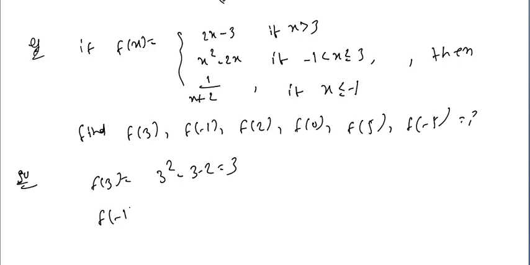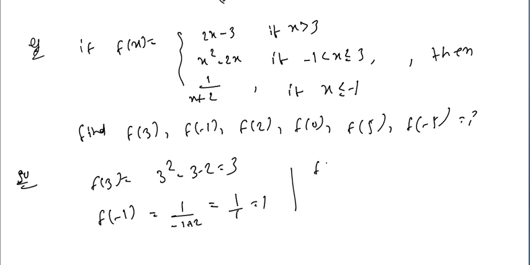Now for f of minus 1, just check where minus 1 is lying. Is minus 1 here? No. Is minus 1 in this domain? No. Is minus 1 here? Yes, it is, because it has equality. So f of minus 1 is equal to 1 divided by minus 1 plus 2, because you will put minus 1 in this part because this is a piecewise function. So 1 by 1 is equal to 1.